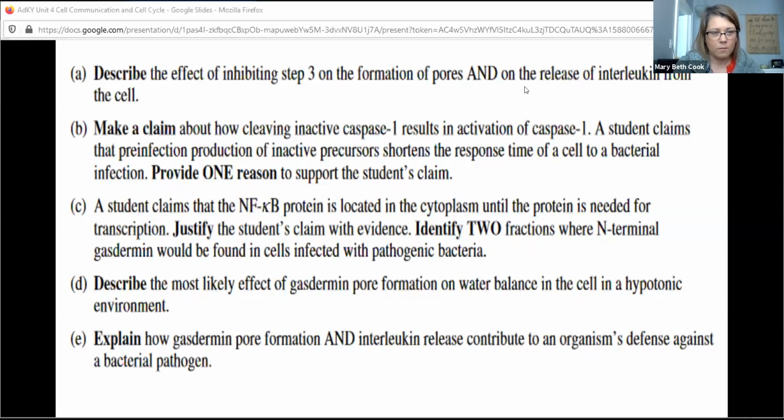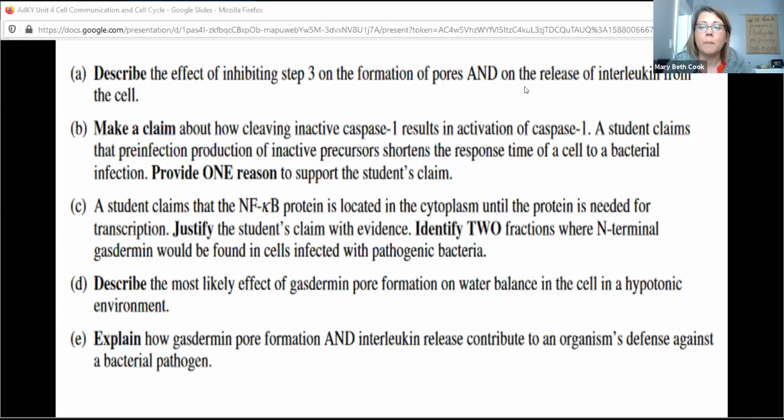Okay, so we've got some opposing views on this. All right, it looks like the majority of you are saying that water would enter the cell, and that's exactly all you had to say. Water will enter the cell.